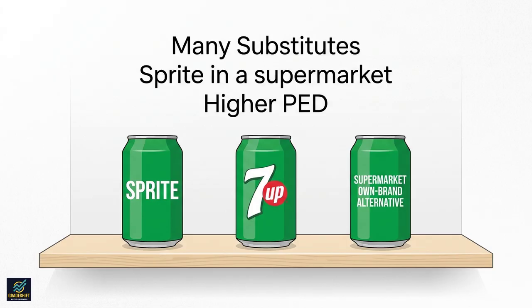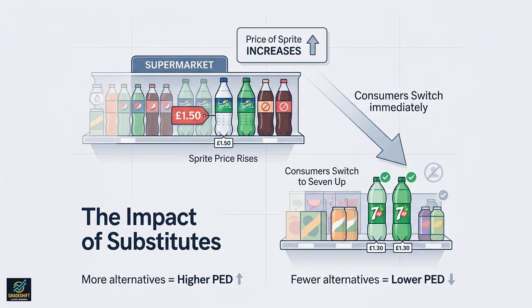Now imagine buying that same Sprite in a large supermarket. Right next to it on the shelf is 7-Up, and perhaps a supermarket-owned brand alternative. The availability of these direct substitutes completely changes consumer behavior. Because substitutes are readily available in the supermarket, any increase in the price of Sprite will cause consumers to immediately switch to 7-Up. Therefore, the supermarket Sprite has a much higher price elasticity of demand.